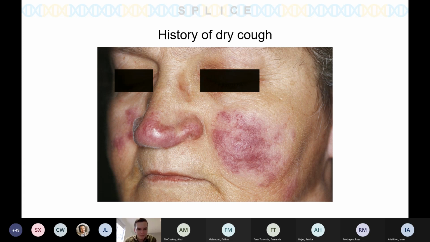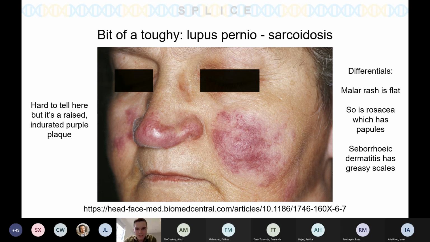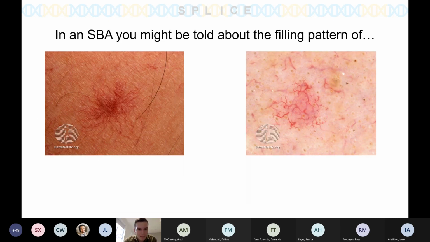What's this? Maybe it's a malar rash again. Maybe it's rosacea. No, yeah, nice. Lupus pernio, seen in sarcoidosis. Very nice, guys. Very nice. Ignore the headline for the time being. What are these two?